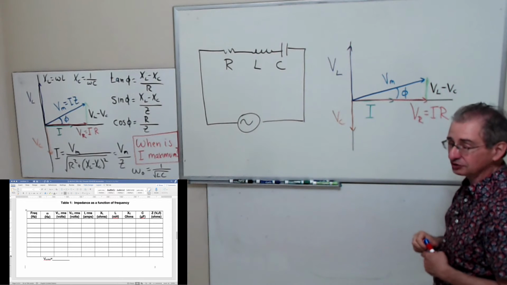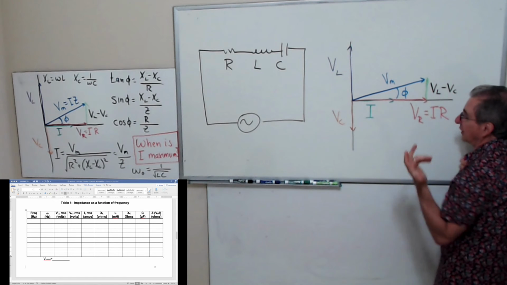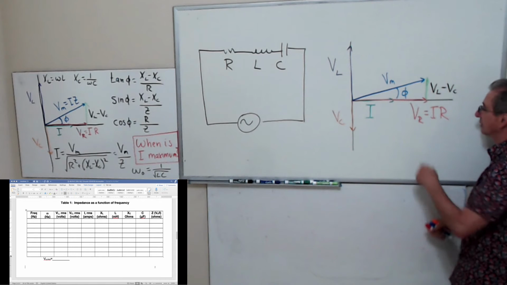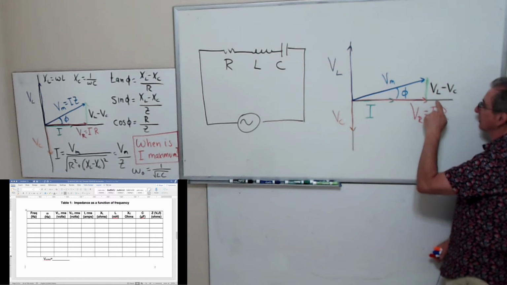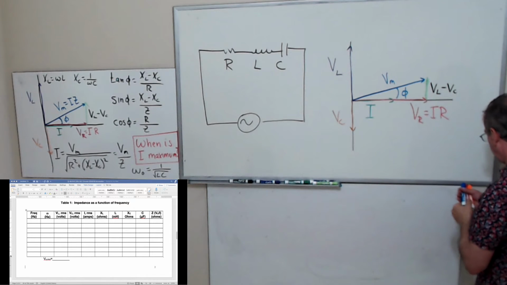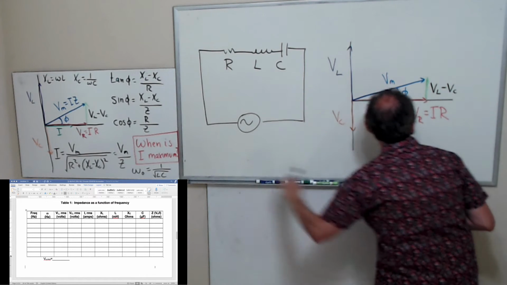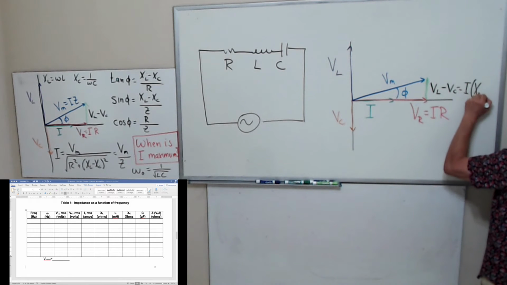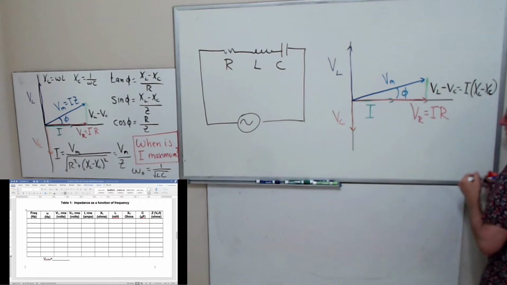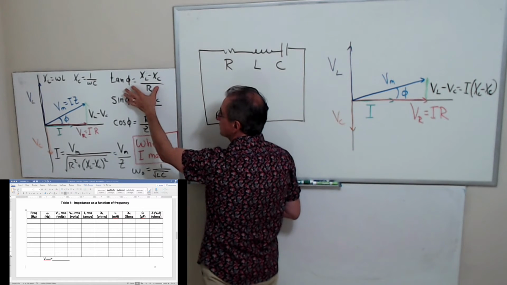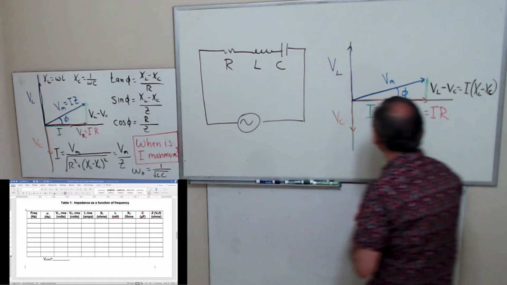And then from this right triangle, called the impedance triangle, I can figure out everything about the circuit. I just use trigonometry. Now the tangent of this angle is basically this over this. But of course, this has current in common. So when I take this and divide it by that, the current cancels. That's why I wrote tangent of phi is x sub L minus x sub C over R.